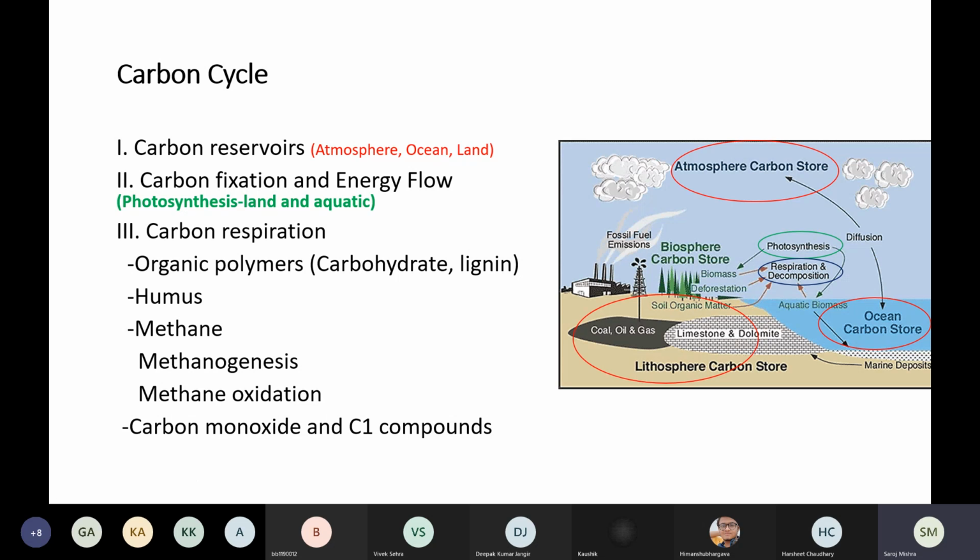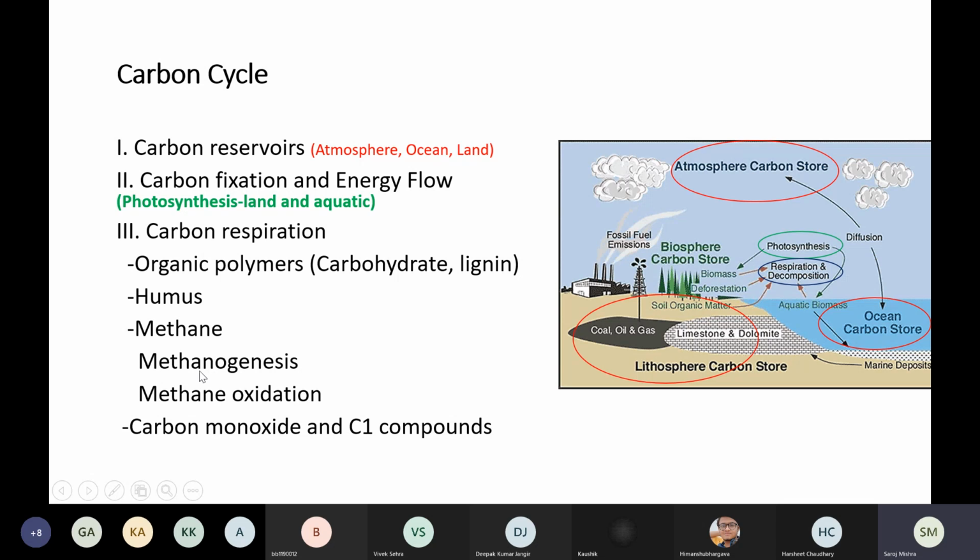Where do you find this organic carbon? It could be in the form of organic polymers stored in plants, such as carbohydrates, lignin, or hemicellulose, etc., or the carbon is also trapped in the form of humus. Or when it is returned back into the environment, it is also returned through methane oxidation.